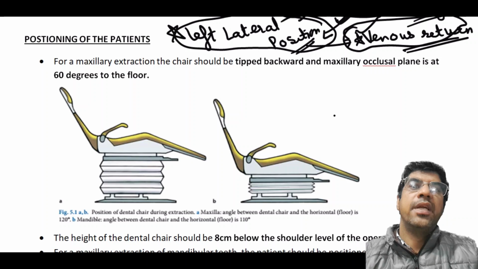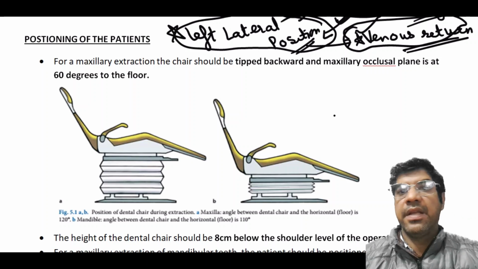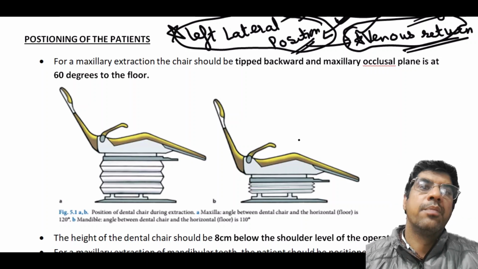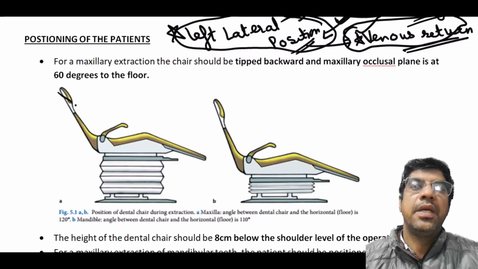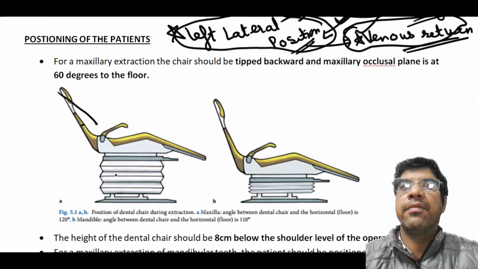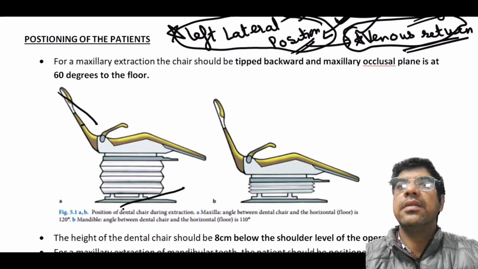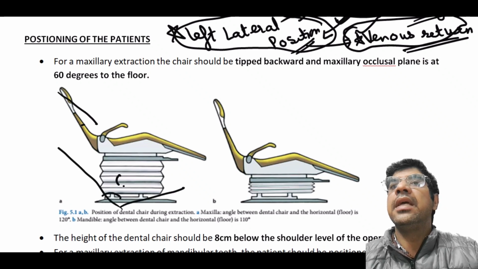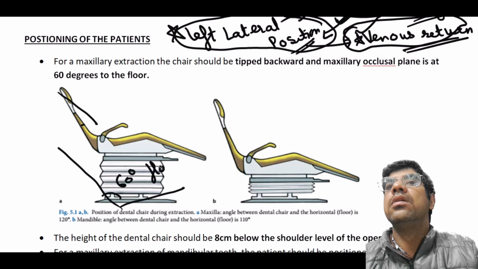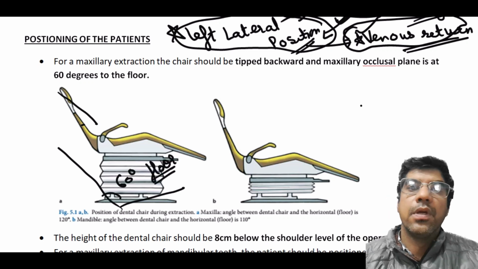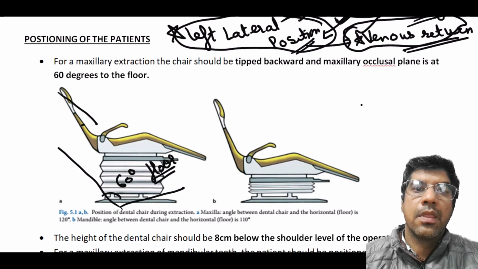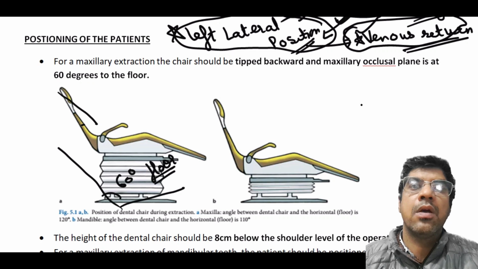The angulation of the dental chair is important for an effective extraction procedure. For the maxillary teeth, you have to tilt the chair backward at a 60-degree angle to the floor. So you have to tilt the chair backward, adjusting the maxillary occlusal plane to 45 to 60 degrees when the mouth is fully opened.